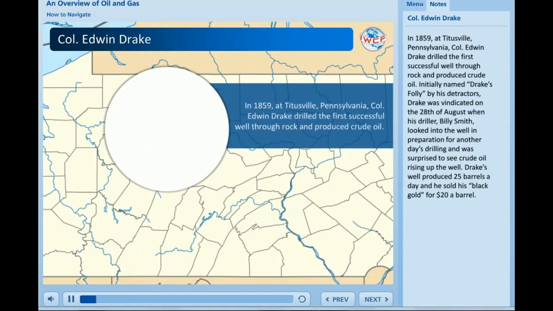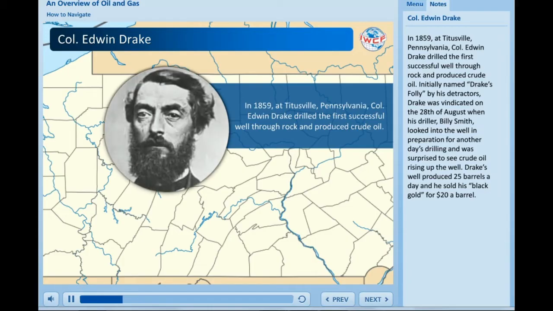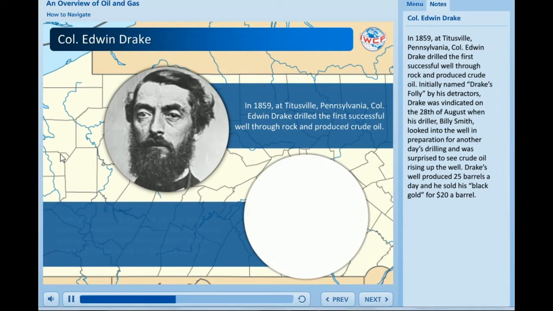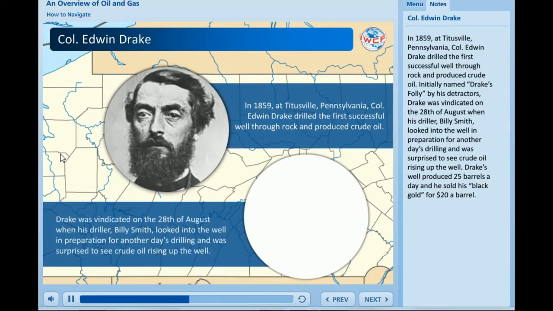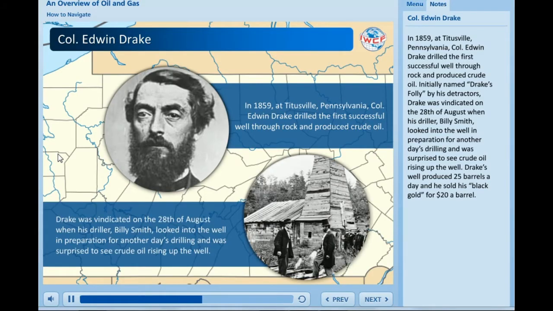In 1859, at Titusville, Pennsylvania, Colonel Edwin Drake drilled the first successful well through rock and produced crude oil. Initially named Drake's Folly by his detractors, Drake was vindicated on the 28th of August when his driller, Billy Smith, looked into the well in preparation for another day's drilling and was surprised to see crude oil rising up the well. Drake's well produced 25 barrels a day, and he sold his black gold for $20 a barrel.